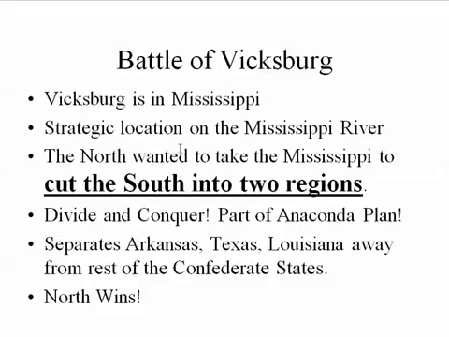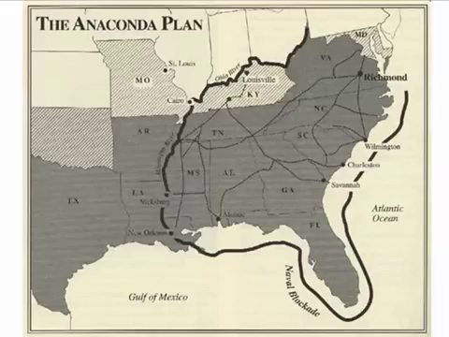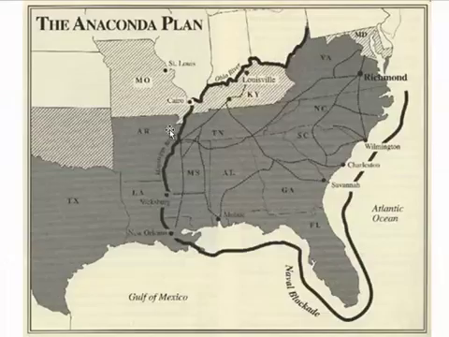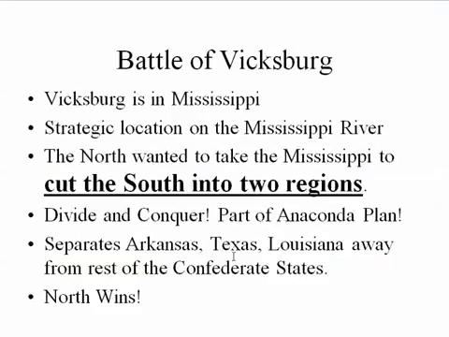So it's a strategic location on the Mississippi River. The North wanted to take the Mississippi River and get control of it to cut the South into two regions. They wanted to divide and conquer, and that was part of this Anaconda plan that we talked about, that Winfield Scott came up with, and there's the Anaconda there. Part of it was to take this Mississippi River by taking Vicksburg, this major city. And that's going to separate Arkansas, Texas, Louisiana, the western part of the South, from the other Confederate states.